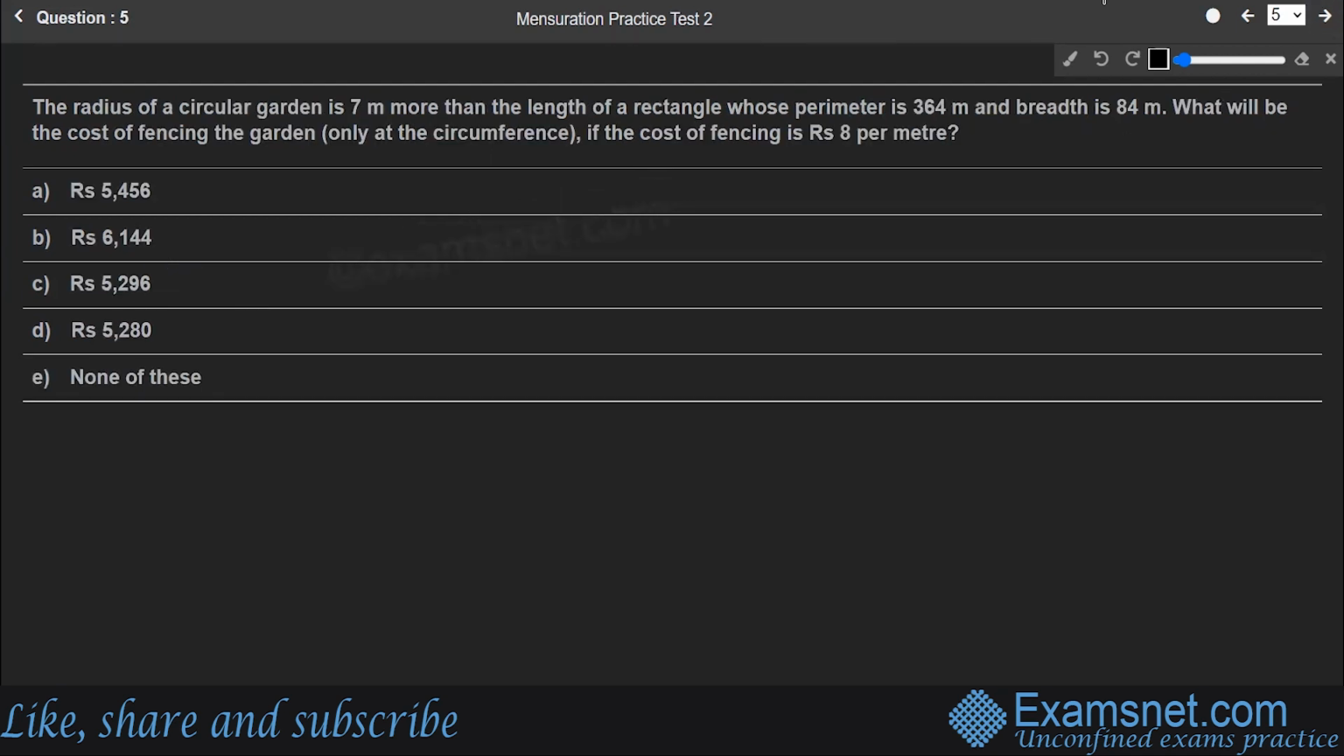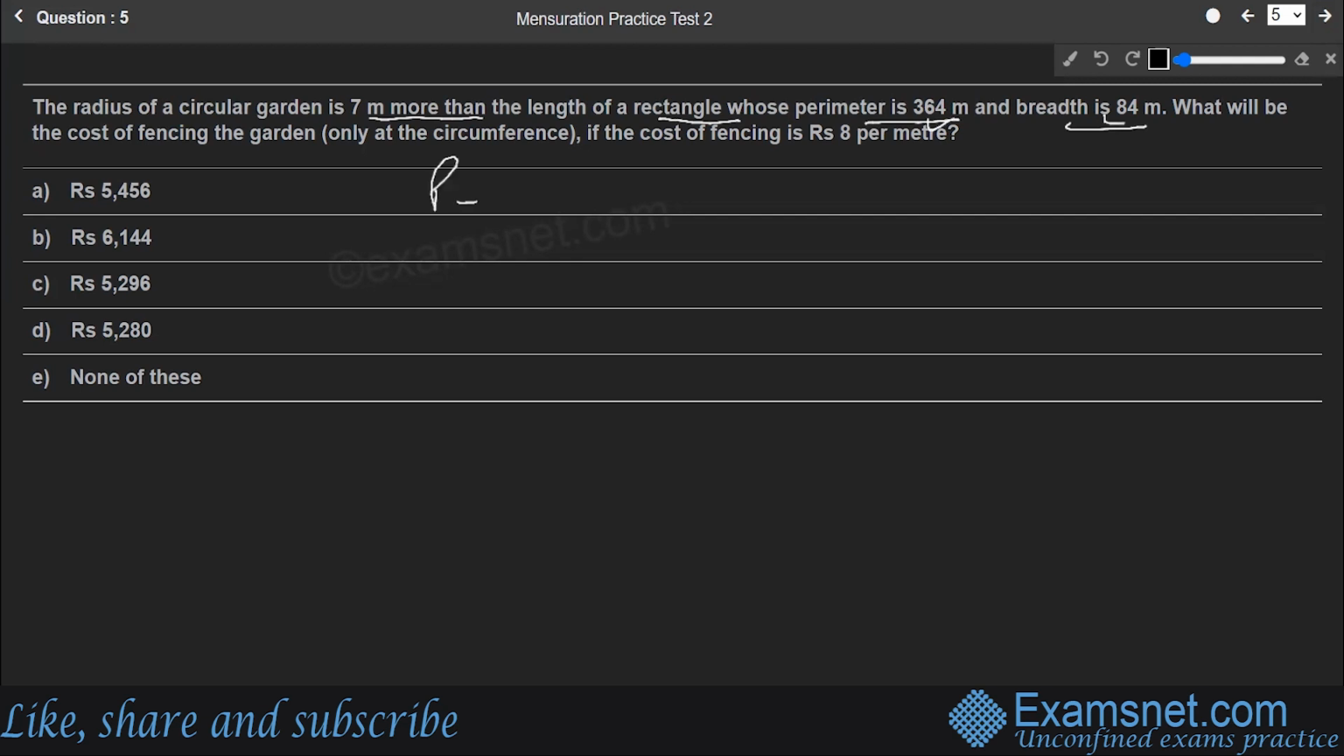Now, the radius of a circular garden is 7 meters more than the length of the rectangle whose perimeter is 364 meters and breadth is 84 meters. So clearly we need to follow the things sequentially so that we can get to it. The first thing is, the radius of a circular garden is 7 meters more. So the radius is 7 meters more, and then the length of a rectangle. We should relate to the rectangle first because the perimeter and the breadth are given.